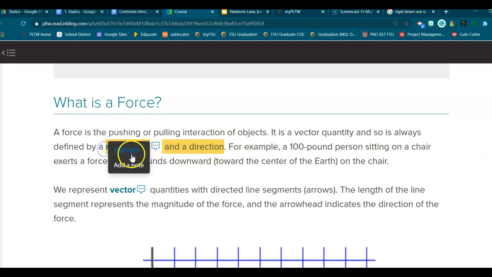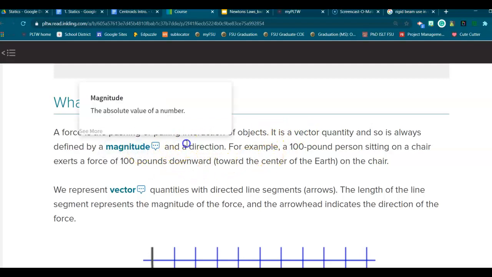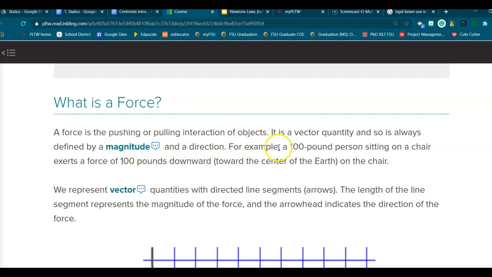Two things is what makes something a vector. So you're probably seeing vectors in your math class right now. Remember, it always has two things: the number, the absolute value, and it has a direction. Which way is it going?